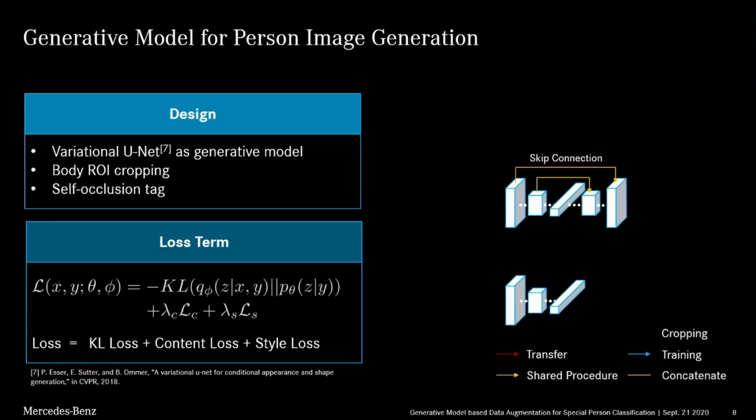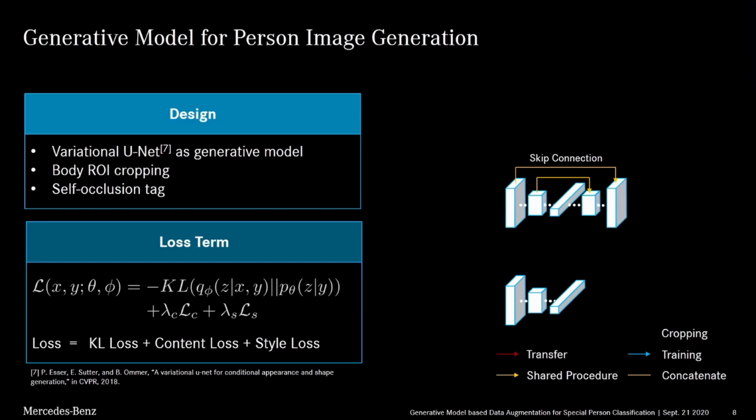For the generative model, the goal is to learn a disentangled representation of appearances and poses of the person images on bounding box level in an unpaired manner. Then synthesize new person images conditioned on the target poses and appearances. In this paper, we use the variational U-net as our generative model. The Bardi ROI cropping and the normalization of the VU-net are also adopted. In addition, we use self-occlusion tags in the training for the pose generation so that the self-occluded part would not be presented in the final image. Such choices guarantee a more concrete and realistic pose and ROI presentation.